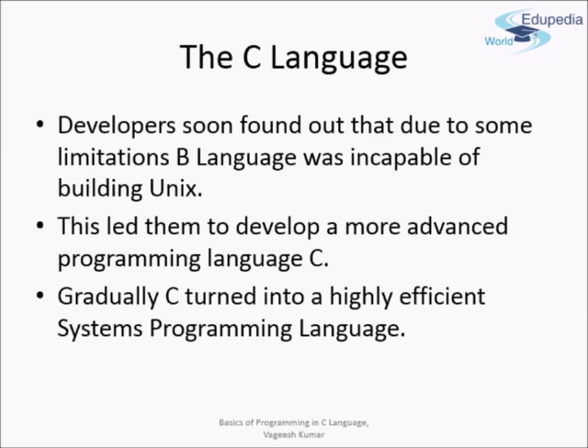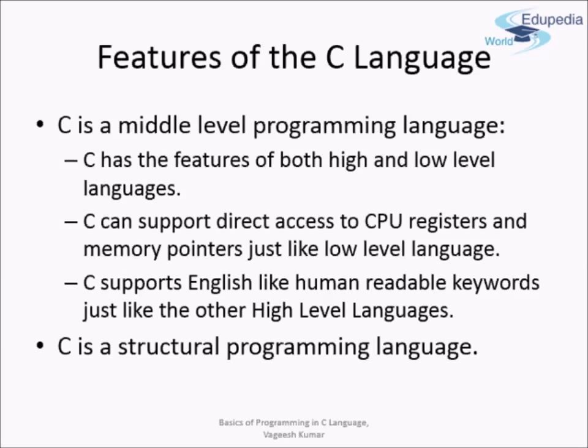Okay, so this we have already discussed, and gradually after that C has turned into a very efficient systems programming language. Okay, so these are some of the features of C language. C is a middle level language. So C is neither a high level language nor a low level language. Why so? First thing is that C has the features of both languages, high level as well as low level. C can support direct access to CPU registers. So CPU registers are some registers available with the CPU to store some values while processing.